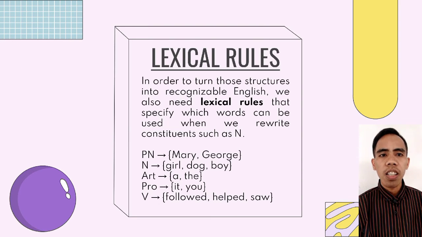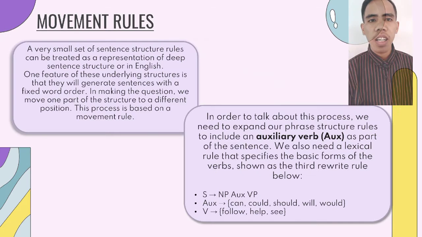In order to produce those structures in recognizable English, we also need lexical rules that specify which words can be used when we write constituents such as the movement rules. A very small set of sentence structure rules can be started as a representation of deep sentence structure in English.